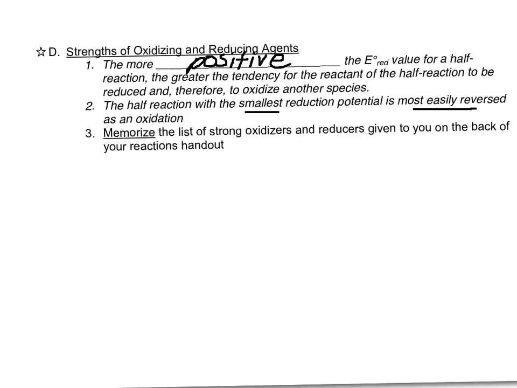One thing that we are going to do is we're going to memorize some of our major strong oxidizers and reducers. This will be the last reaction set that we go through, the big time oxidizers and reducers, things like permanganate and dichromate.